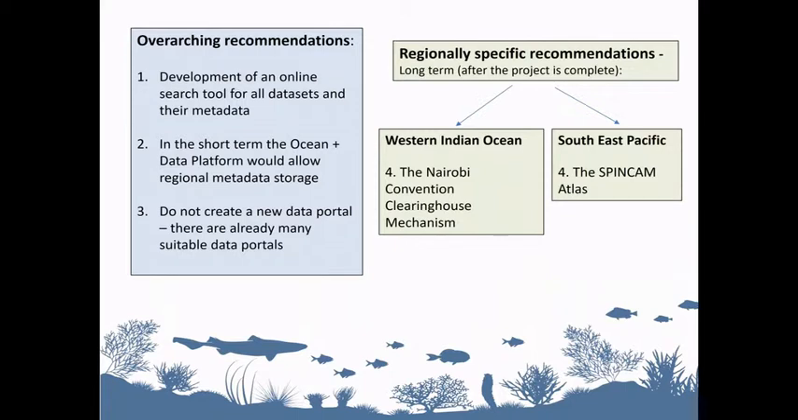The report gives overarching recommendations which apply to both regions, but it also has regionally specific recommendations per region. Overall, the usage or adaptation of a pre-existing platform was recommended rather than creating a new platform from scratch. In the Southeast Pacific, SpinCam was identified as the best option due to its regional recognition and high relevance to the project. In the Western Indian Ocean, the best option was the Nairobi Convention clearinghouse mechanism. This was also due to its relevance for the project pilot region, as well as its mandate matching the project aims.